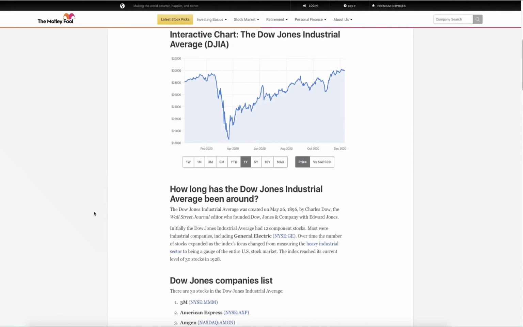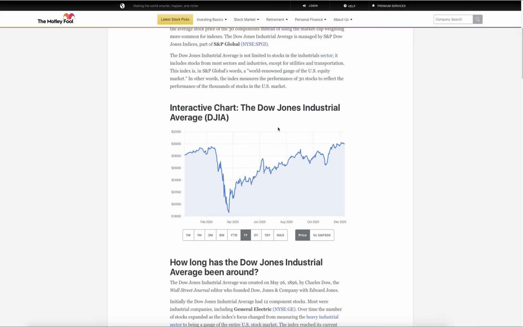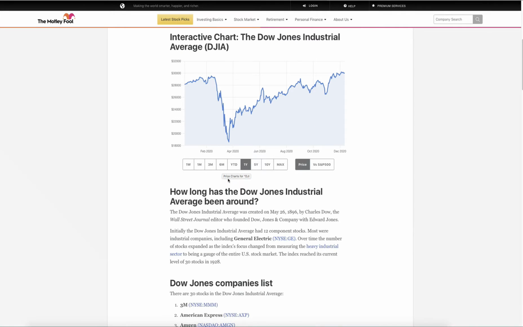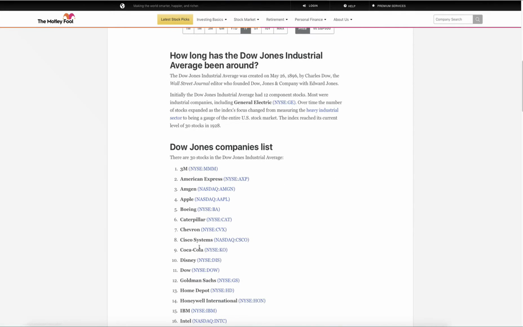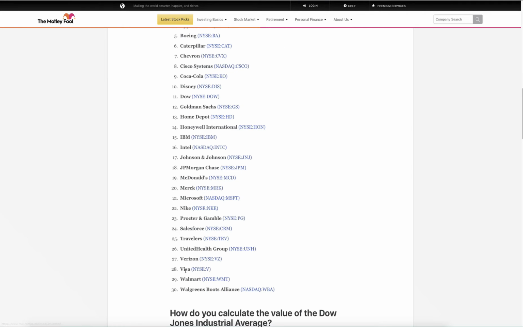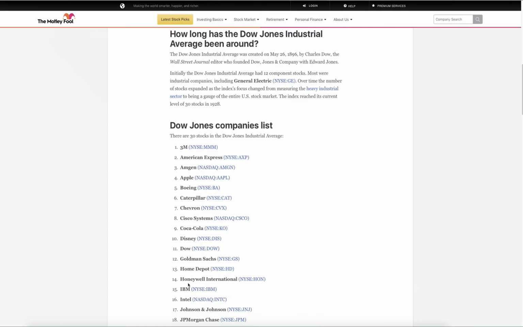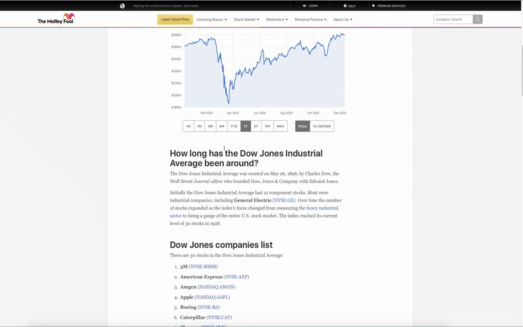So we can look at the chart, and whenever we see the Dow Jones in the uptrend or in the downtrend, this is usually the movement of all of these stocks calculated into one. So that's why we see them on the Dow Jones.